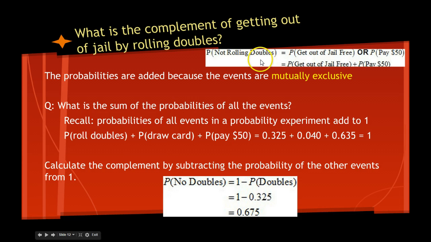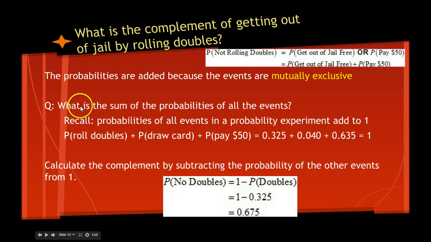So here we've got it broken down. The probability of not rolling doubles is equal to the probability of getting out of jail free with a card or the probability of paying $50, which is going to equal the probability of drawing that card plus the probability of paying $50. So in this case, because the events are mutually exclusive, you add things together. So it's an OR situation.